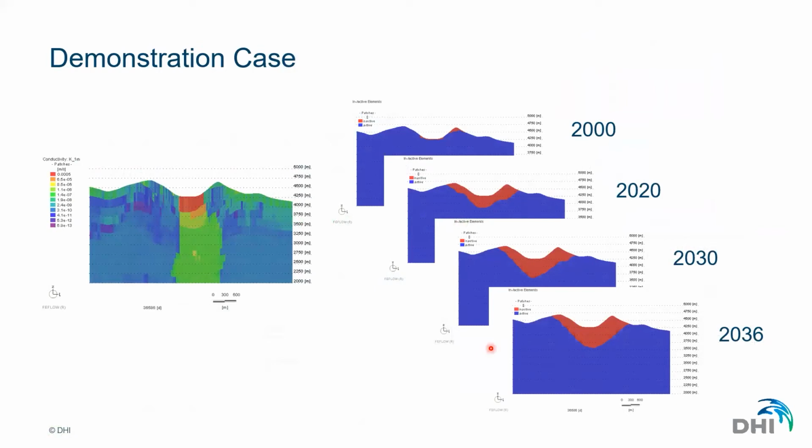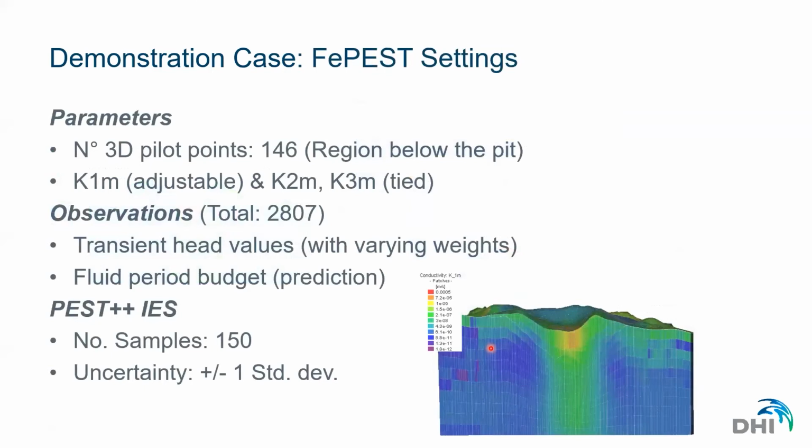This is a mining case. It's a 3D model. We have some cross sections here where we have the changes of the different geometry. We have done quite a lot of pilot point parameterization here, so we have a good number of pilot points, 150 pilot points, with conductivities being estimated, and transient heads with different weights. For the prediction, we estimate the dewatering of the whole volume in the 20 years of the mine plan. We use PEST++ IES with 150 samples.